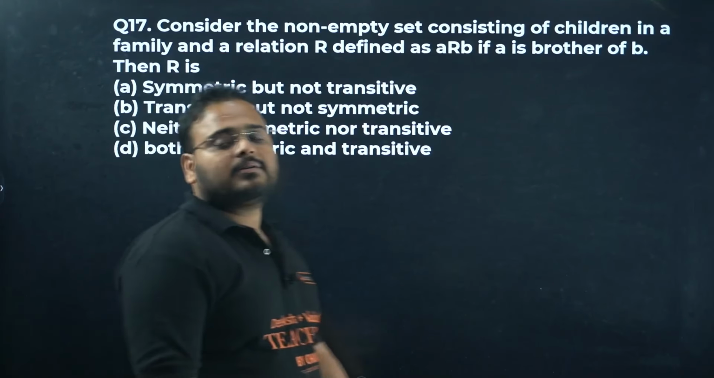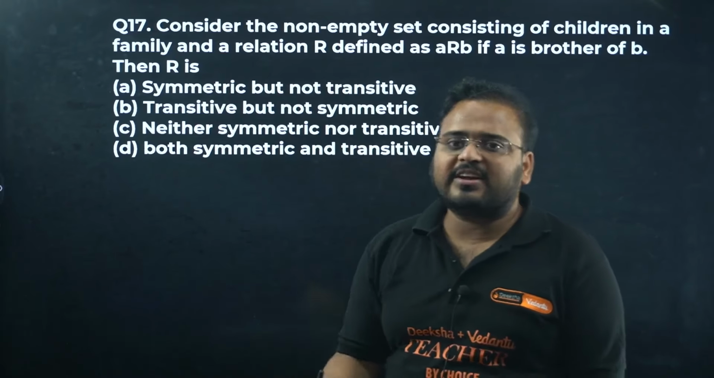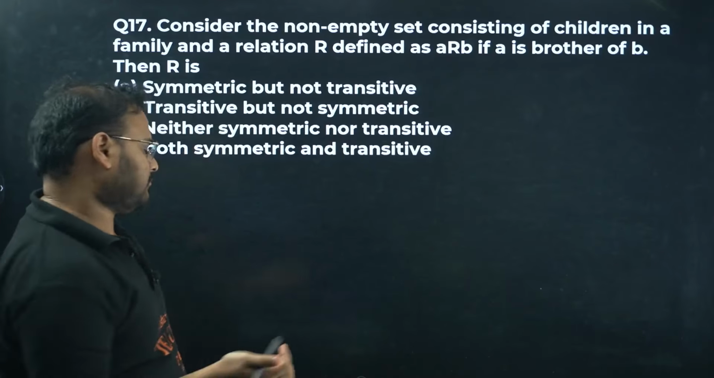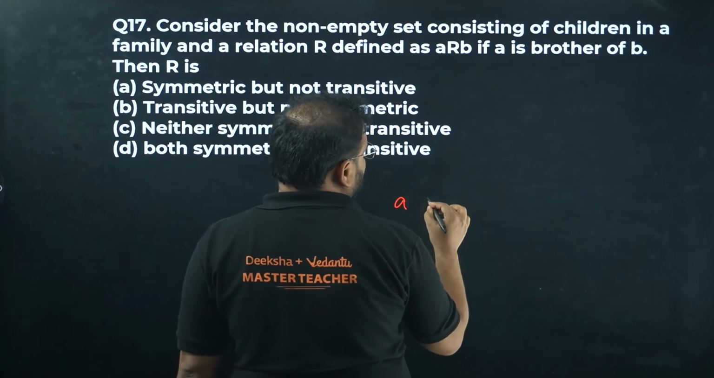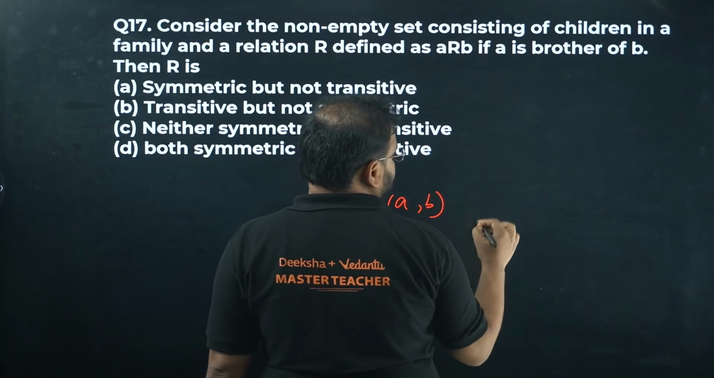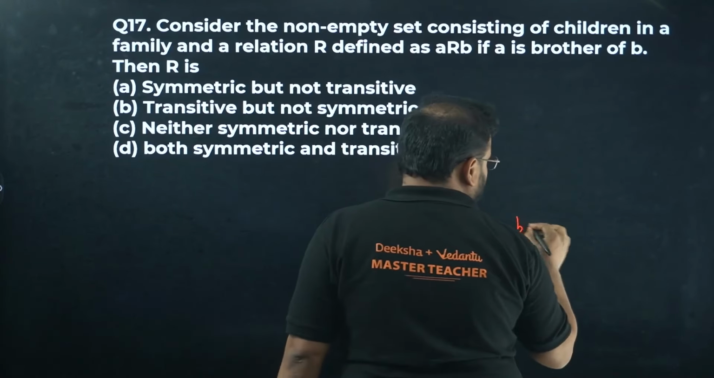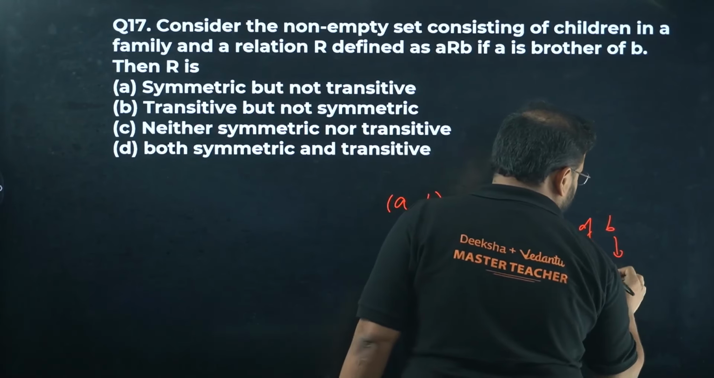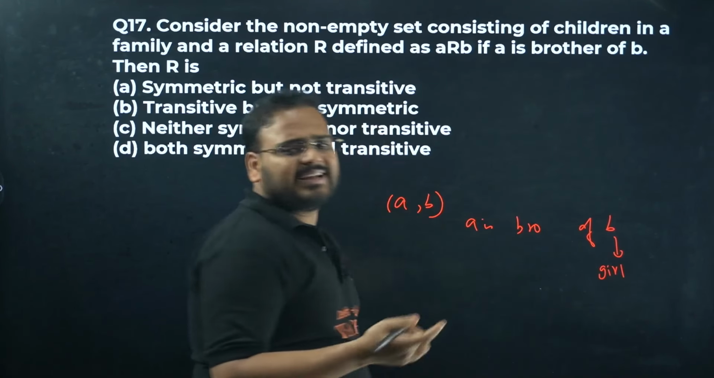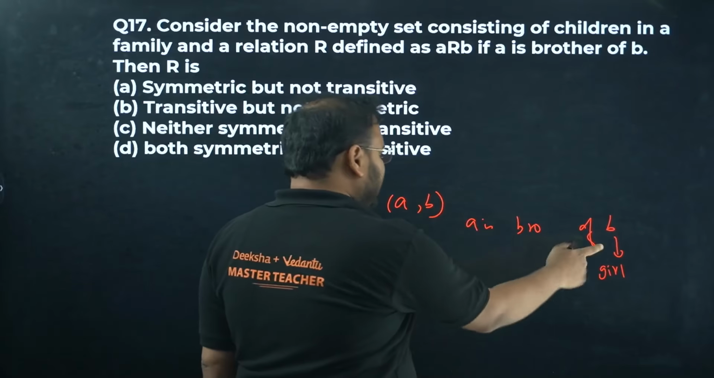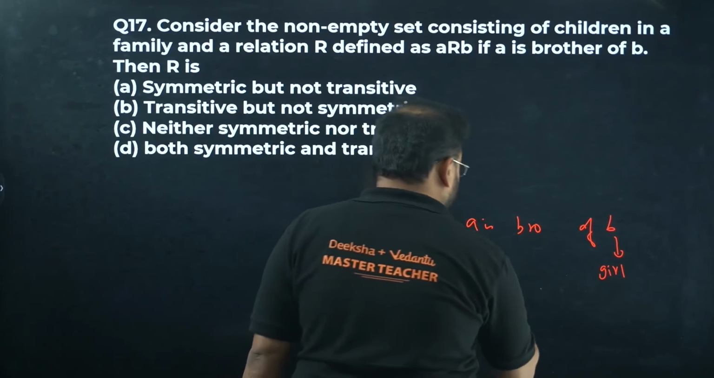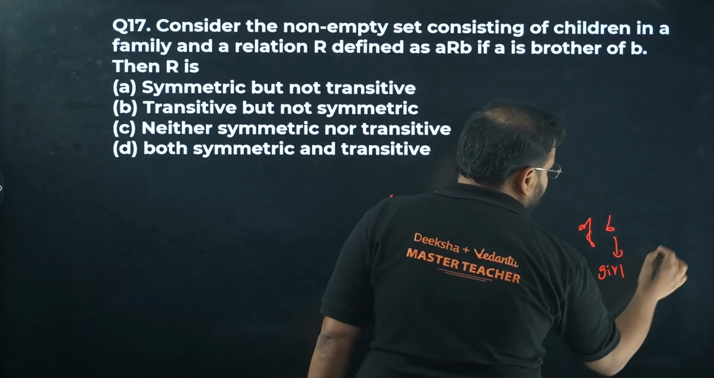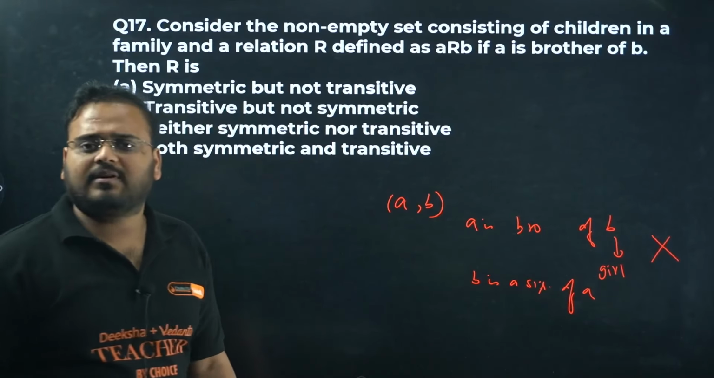Next, 17th one. Consider the non-empty set consisting of children in a family and a relation R defined as aRb if a is the brother of b. Not symmetric, because if a is brother of b, if I write (a, b), okay, a is brother of b. b can be a girl, no? b can be a girl. In that case, b will be what? A sister of a. A and b are siblings, good, but b can be a sister of a. What if b is a sister of a? So this is not going to be true. So symmetric is gone.